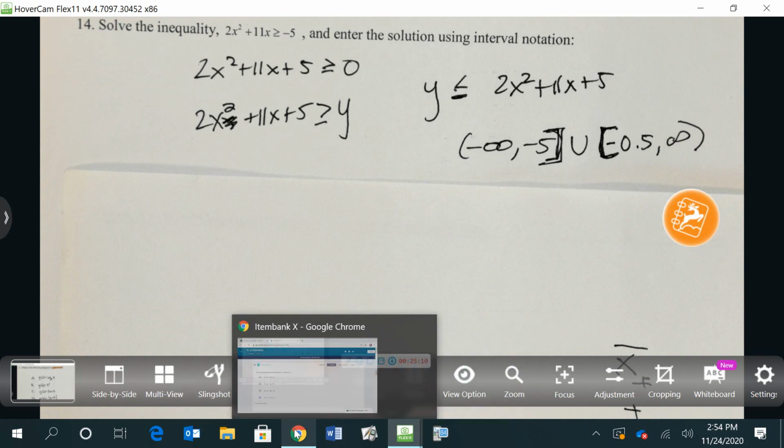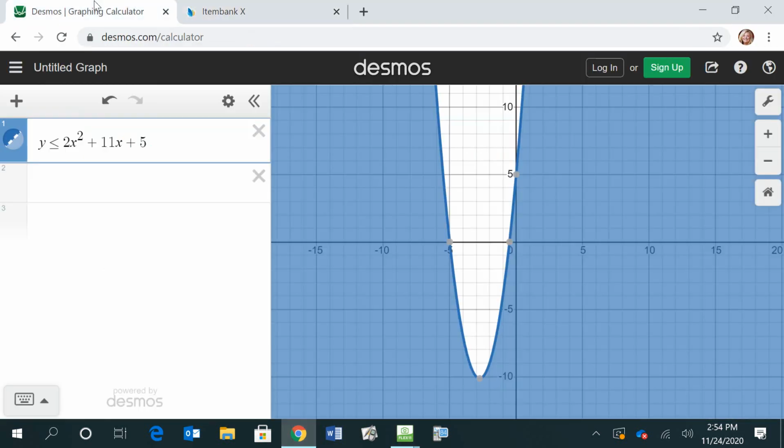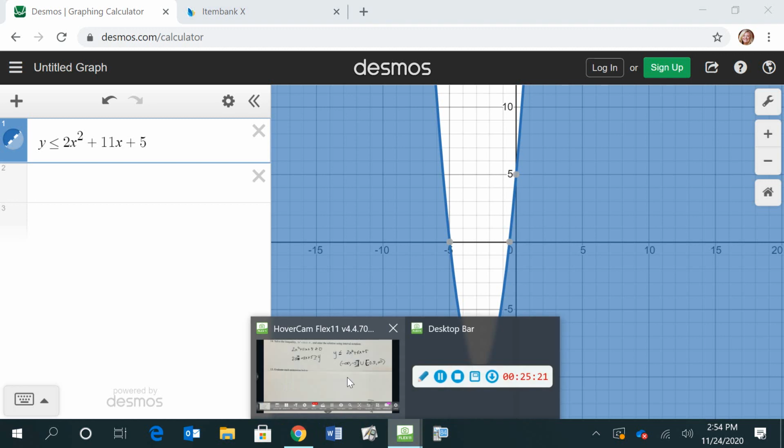I'm going to come back one more time to my graph just to make sure that's correct. And there's our negative 5, everything to the left. There's our negative 0.5 and everything to the right. Again, in between is not the highlighted part for this particular problem.